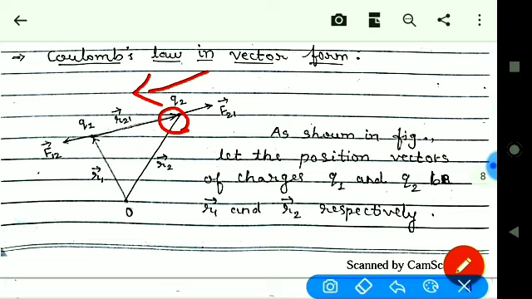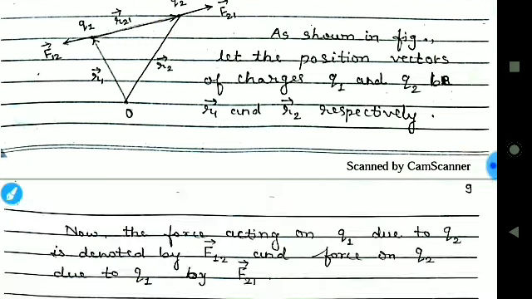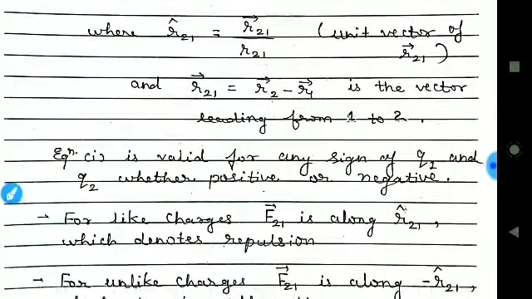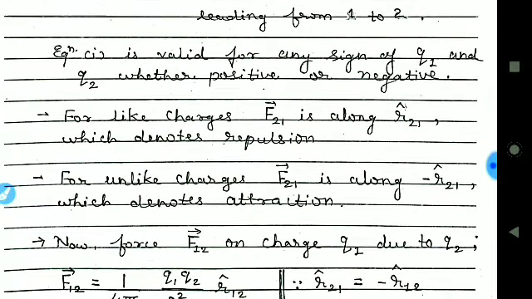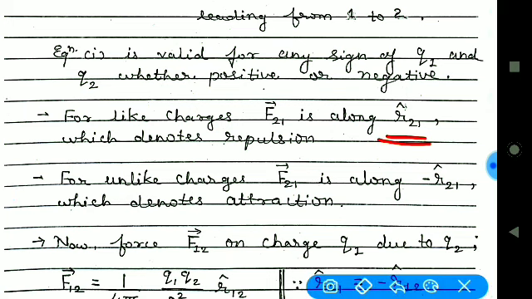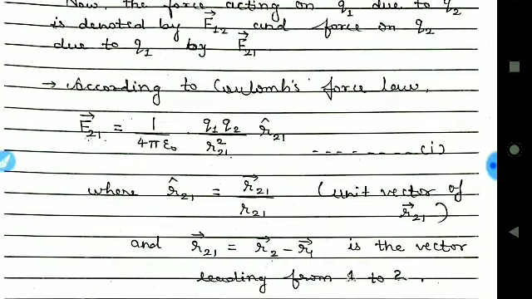And so, in this case, what will happen? The direction will be opposite. Earlier it was unit vector r21, and now it is opposite of vector r21, and so here a negative sign is given. So here we have obtained the force acting on the second charged particle due to the first charged particle.